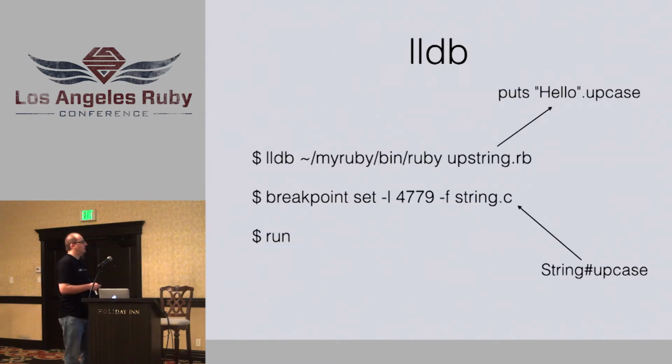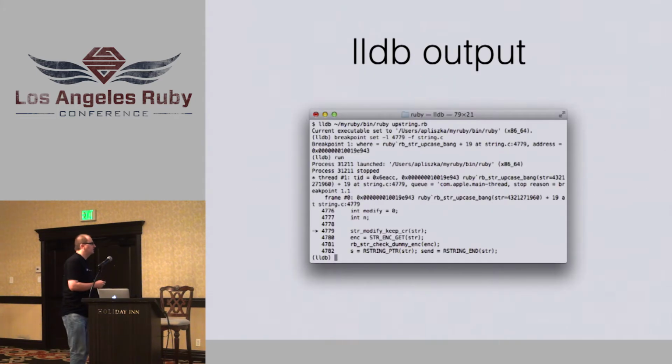This is how we would actually debug, and this is C-level debugging, a simple puts hello upcase script using LLDB. So the first thing that you should do is load the Ruby binary with the upstring.rb script, and then you set a breakpoint at the beginning of the string upcase method. And when you run it, your screen should look something like this, where you can see that we loaded the upstring script, and we actually broke at the first statement of the upcase method in the Ruby string class. So here you can see that you can now debug internals of Ruby.